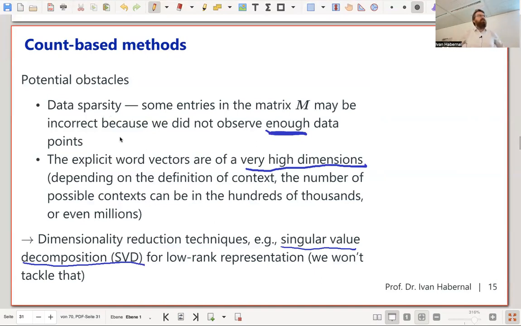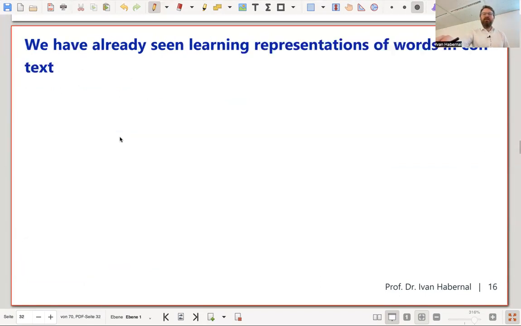Okay, so we have count-based methods. Maybe we can do something better. This is like an analogy: n-gram language models are to neural language models as count-based embeddings are to neural-based embeddings. So we're going to use neural networks to learn better embeddings. We want to learn representations of words in context, and this is what you said already.